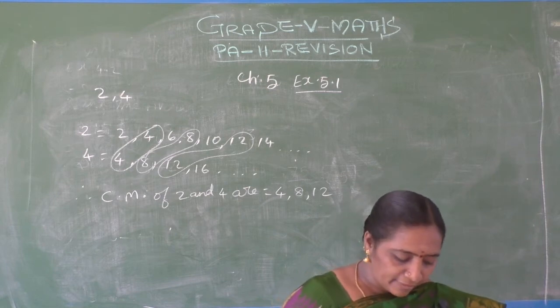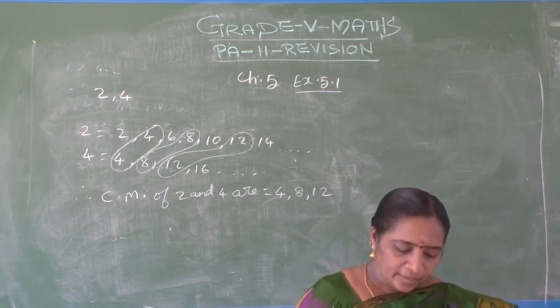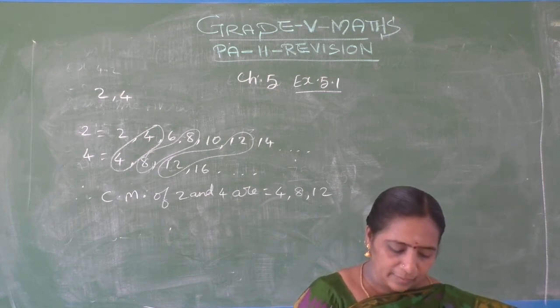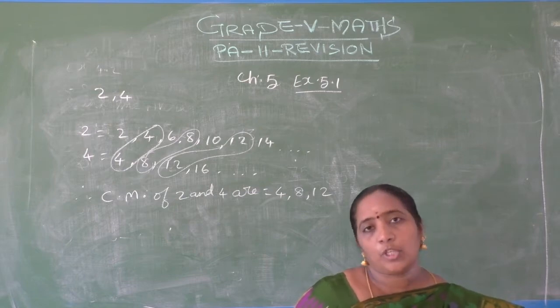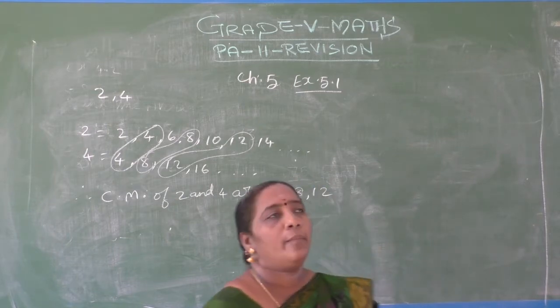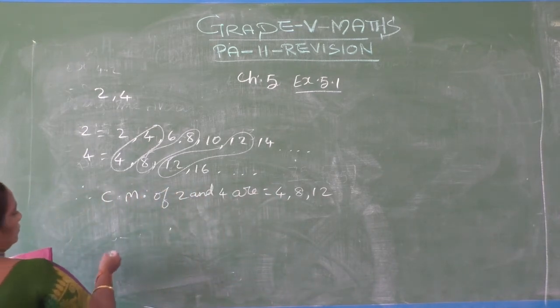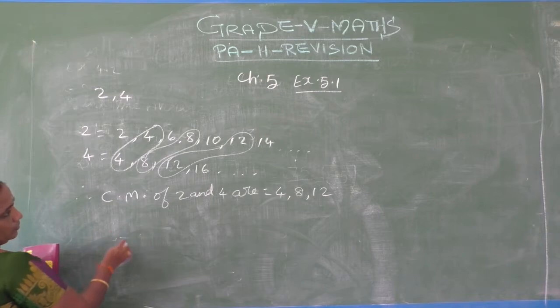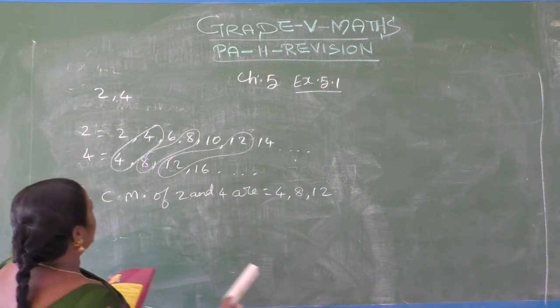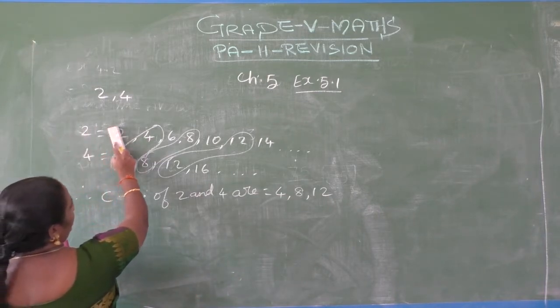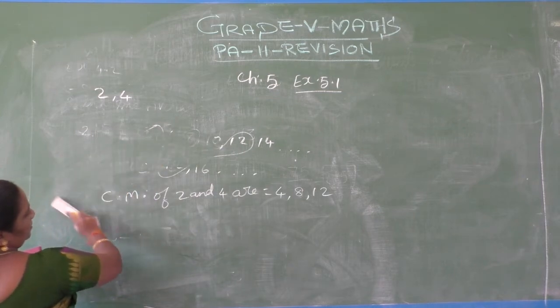Okay. Then find the factors. Find the factors of these numbers. How will you find them? Suppose they ask to find the common factors. So how will we find the common factors? For the same numbers, I am going to find the common factors.